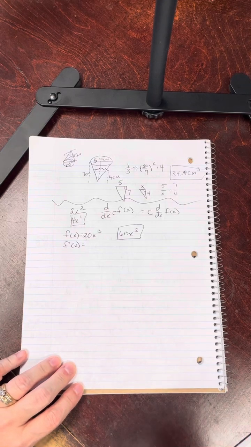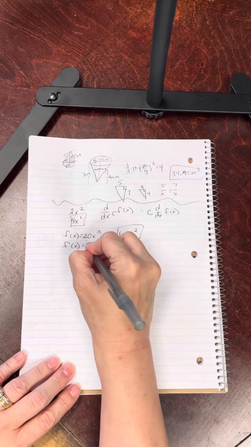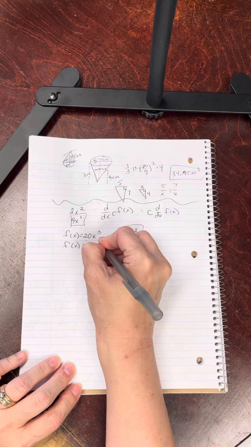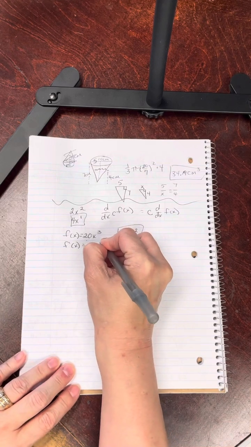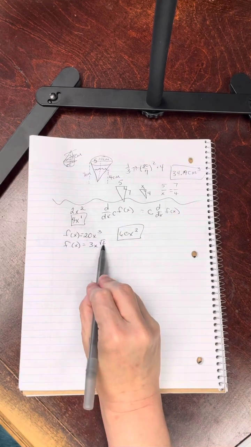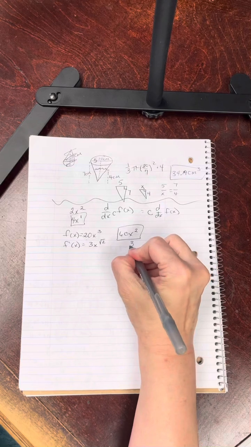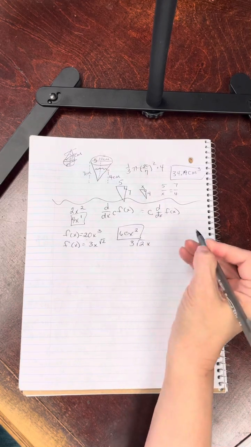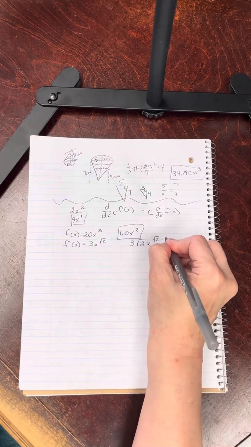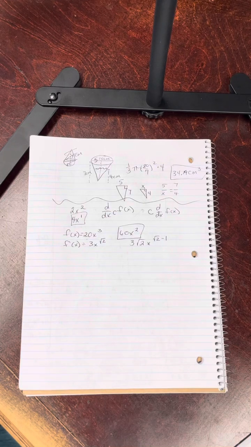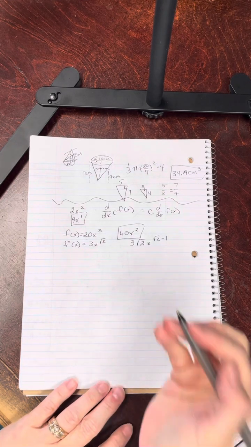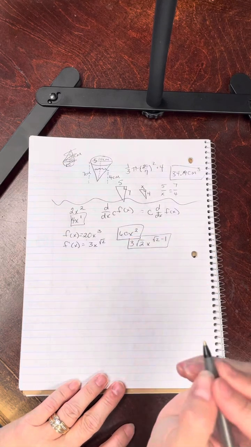Example 2, find f prime of x, so the derivative, and g prime of x. For the first one, f of x is 3x to the root 2. So this root 2 is going to multiply with this 3, and then x is going to have the root 2 minus 1. Now, I might be able to put that together in a decimal, but I don't need to overthink it. I'm just going to box that as my derivative.